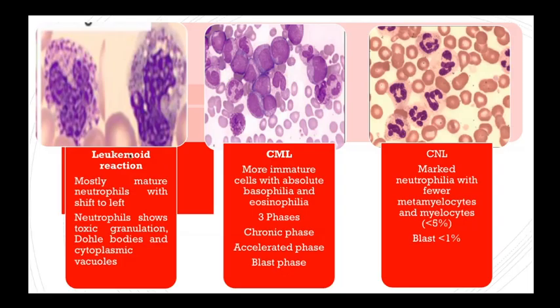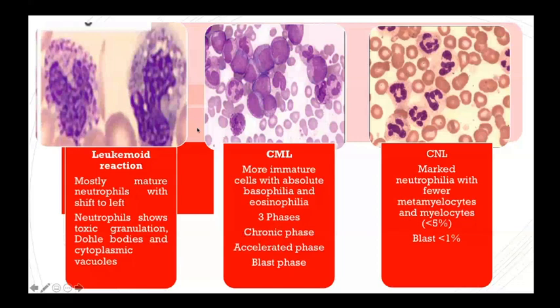Now, this is a slide showing the blood picture, the peripheral smear picture of all the 3. In leukemoid reaction, they have mostly mature neutrophils with shift to left and toxic granulation and Dohle bodies. There is vacuolation. The granules are coarse. This is the second picture of CML. This was the peripheral smear that I showed earlier. It has more immature cells with absolute basophilia. These are the basophils.